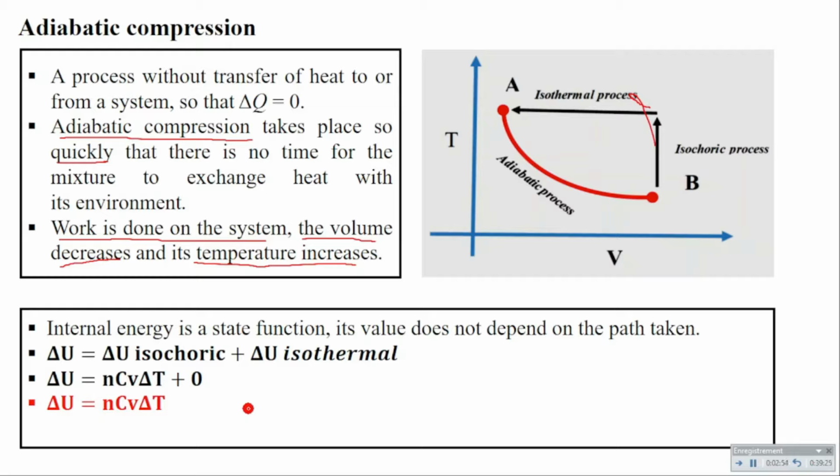So far we have shown that the internal energy for all processes is equal to nCvdT, and for a constant temperature or isothermal process, we have seen that it is equal to 0. For other processes, internal energy is equal to nCvdT.